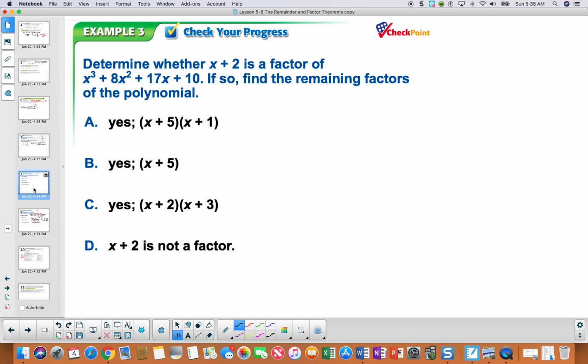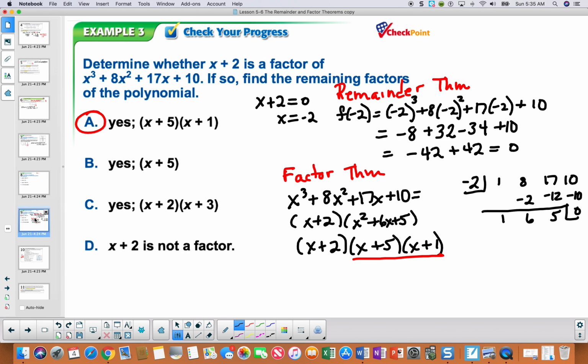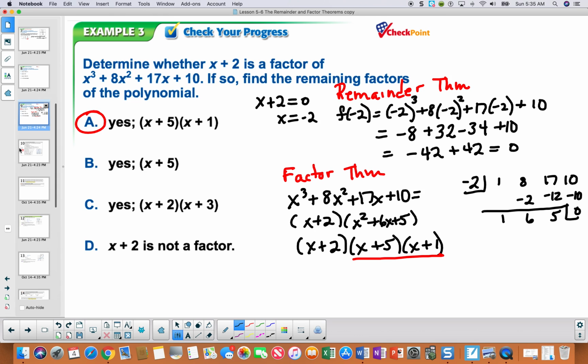All right, pause and see what you can do. And here's the answer. So I used the remainder theorem to verify that this was 0. And once it's 0, I know when I go through synthetic division, I'm going to get a 0 here. So I know that x plus 2 is a factor. And then I translate this over here. And then this was a quadratic that could be factored as well. So the choice is A.